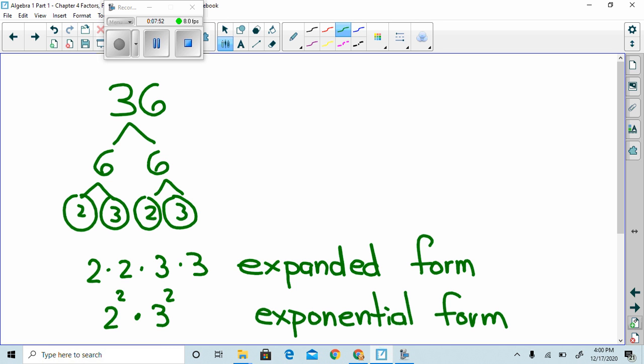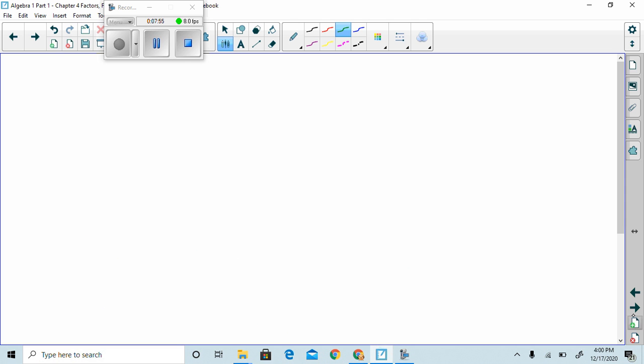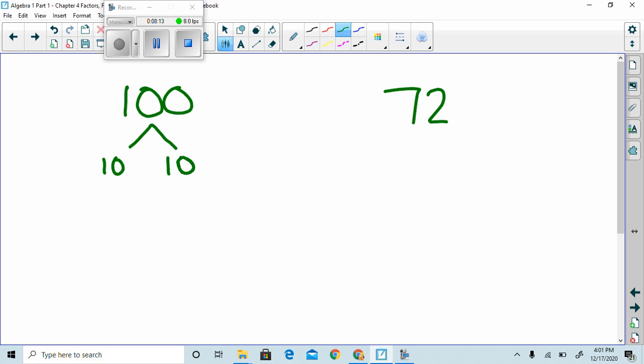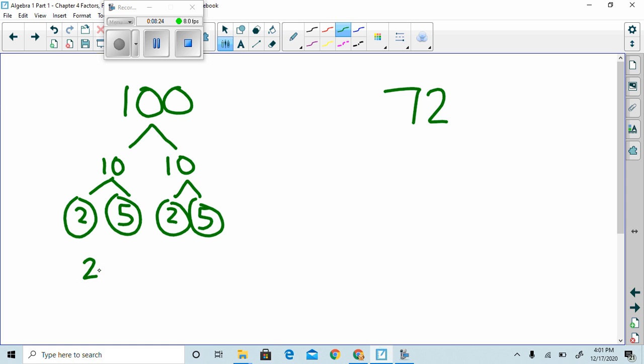Let's just try one more. What if we had, let's say, 100? We'll do 2. This way gives you a chance to try a couple. And what if we had, let's say, 72? Try these both. You can choose any two factors to start with. And again, if you started with 2 other factors, when the final answer is put together, we should have the exact same answer. And we showed that with our opening example. I have 2 squared, which is 4, 5 squared, which is 25, 25 times 4, 100.